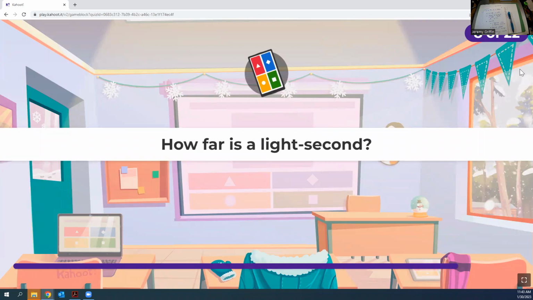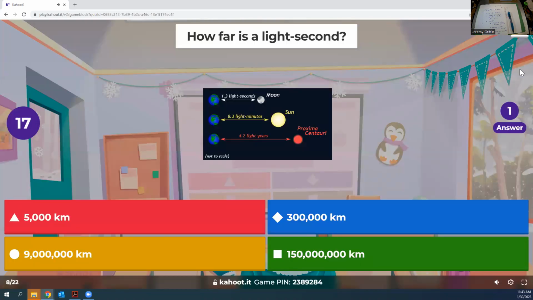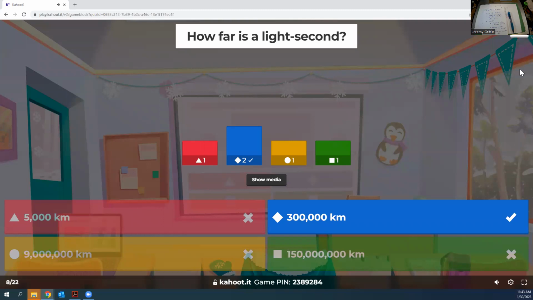How far is a light second? All right, so a light second is a distance, just like a light year is a distance. It's not a time, but we're asking how far a distance light travels in that time. Because light has a speed, right? You guys know that the speed of light is 3 times 10 to the 8 meters per second. So in 1 second, it will travel 3 times 10 to the 8 meters, right?